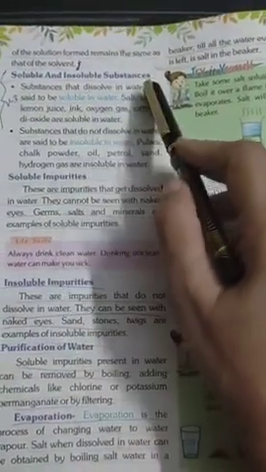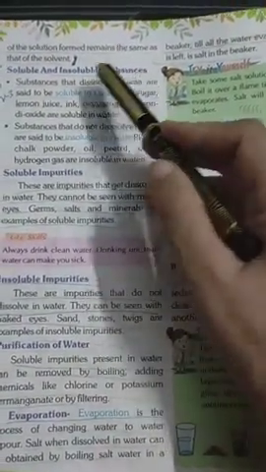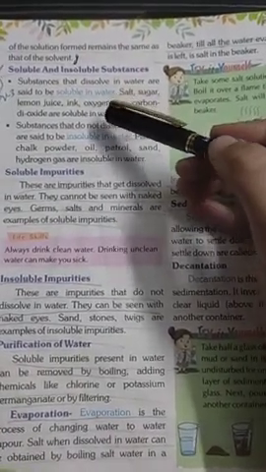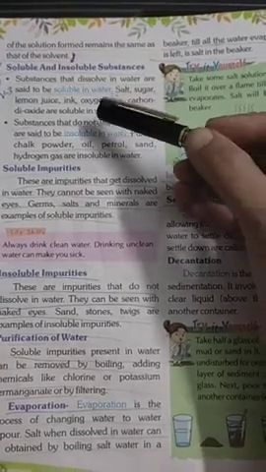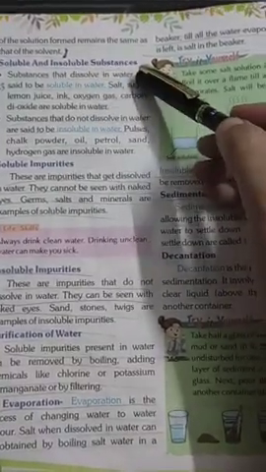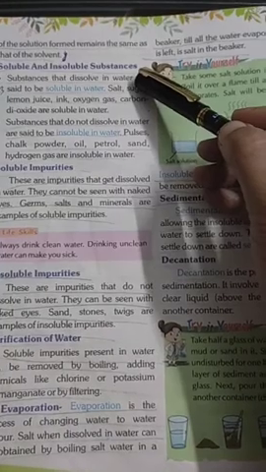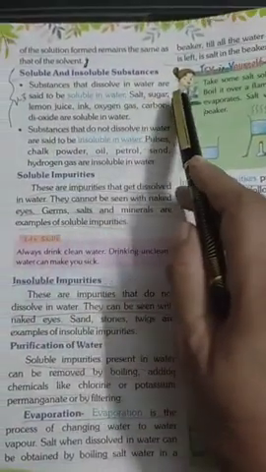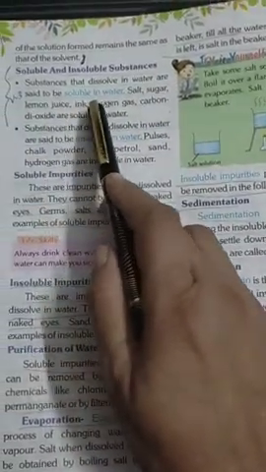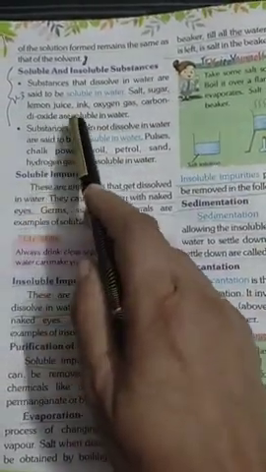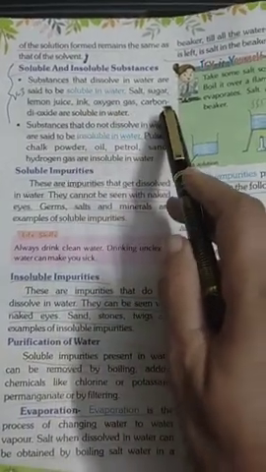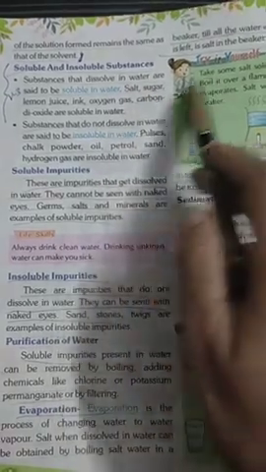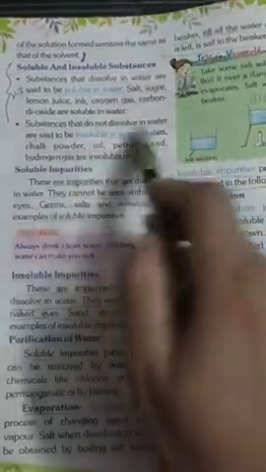Soluble and insoluble substances. Children, soluble substances are those substances which dissolve in water or any other solvent. And insoluble substances are those which do not dissolve in a solvent. Substances that dissolve in water are said to be soluble in water. Salt, sugar, lemon juice, ink, oxygen gas, carbon dioxide gas are soluble in water. So you have to remember the name of the gases also.